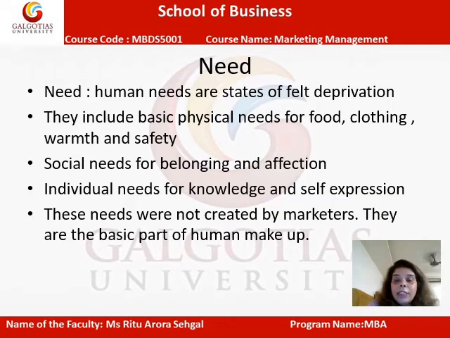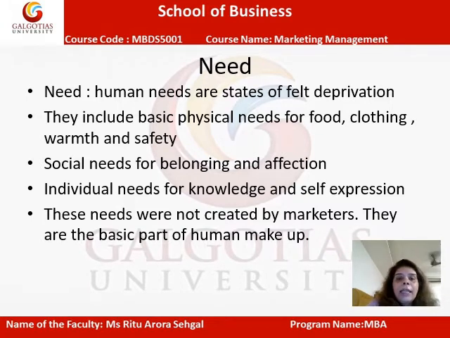Then social needs. Man is a social animal. You can't live in isolation. We are facing a lot of isolation and quarantine these days, and we all understand how difficult it is. We always have to live in a society where we have that feeling of belongingness and affection. We cannot live in isolation. So that's a social need.